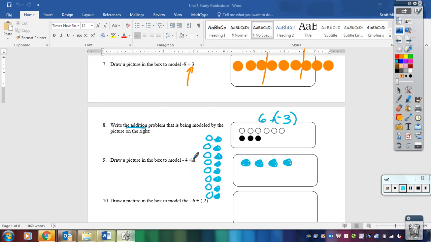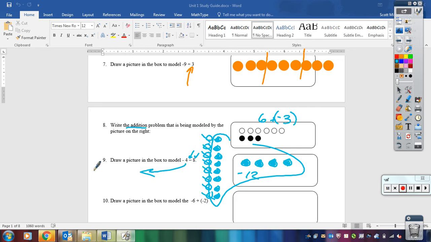So now I have 8 positives. I'm going to take away 8 positives. Oh, there's 1, 2, 3, 4, 5, 6, 7, 8 positives. What am I left with? 1, 2, 3, 4, 5, 6, 7, 8, 9, 10, 11, 12 negatives. I'm left with 12 negatives.